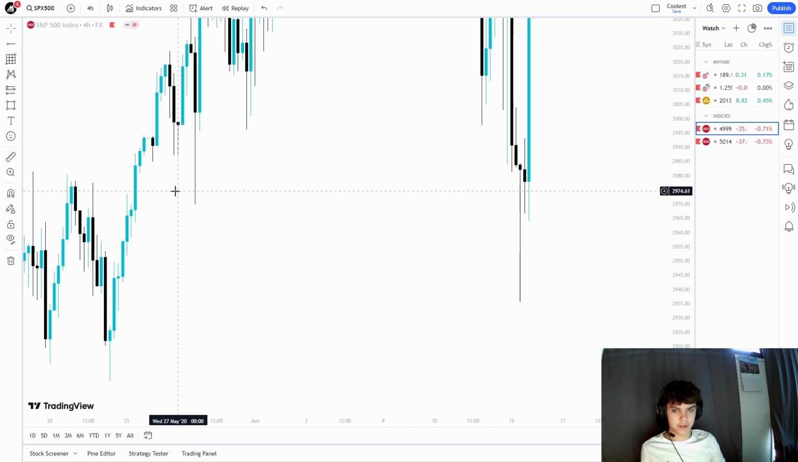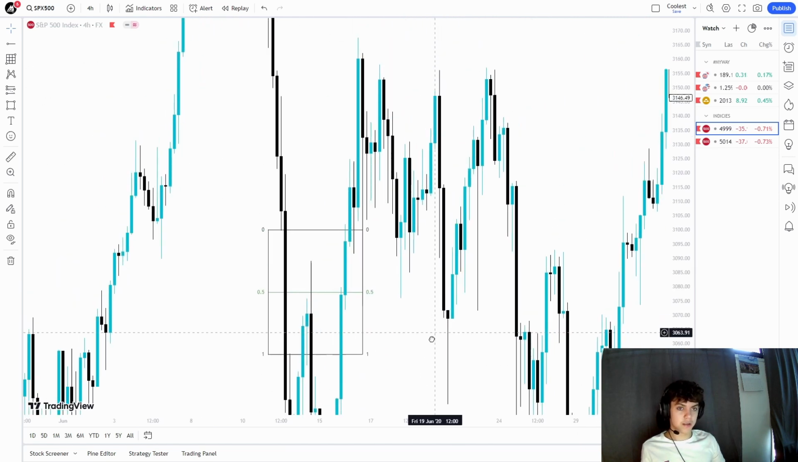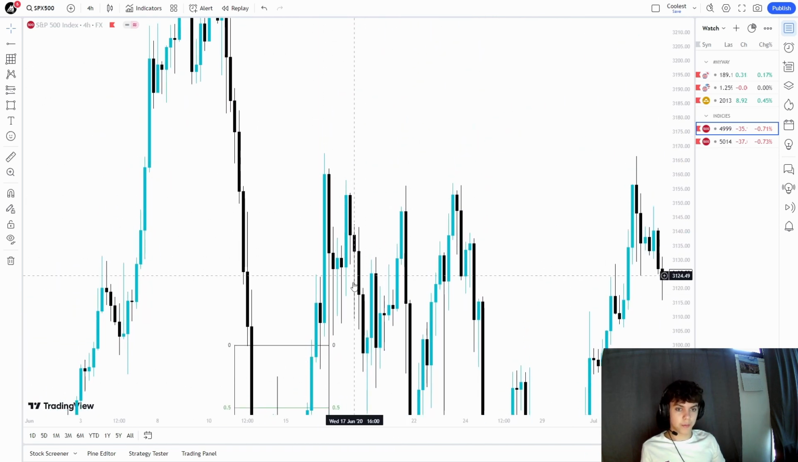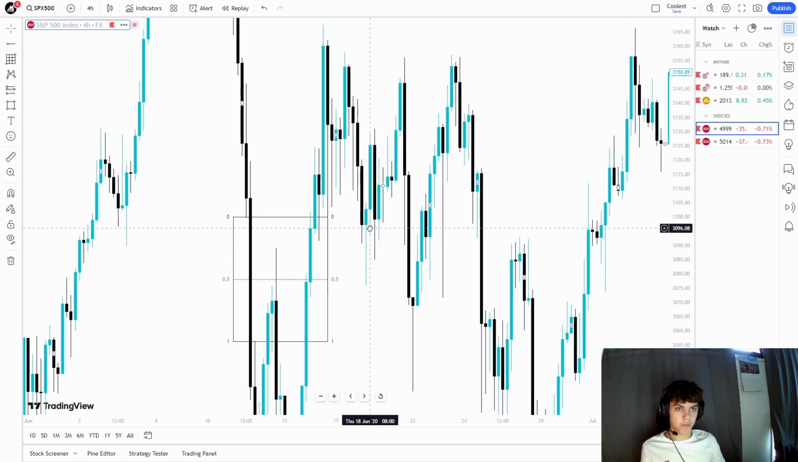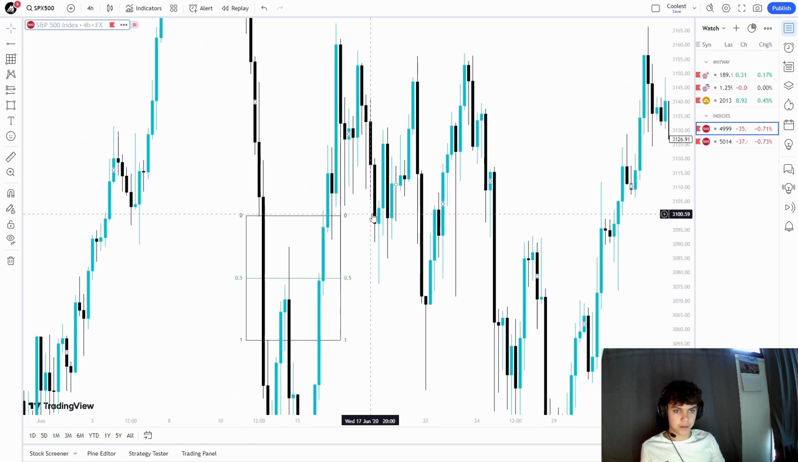And where does it end? We sweep this liquidity. We also tap into this 4 hour bullish order block. Switch bias. We switch bias. Okay? That's simple. And we break structure right here. Break structure to the upside. This is consolidation, okay?